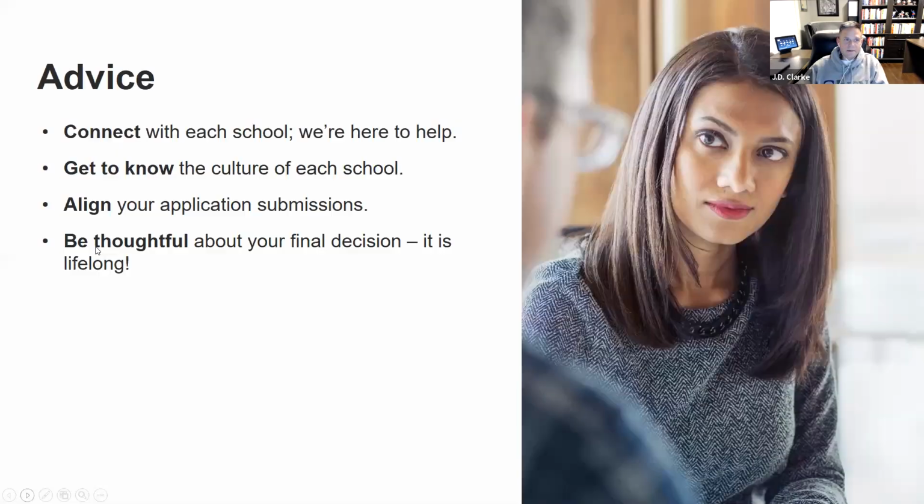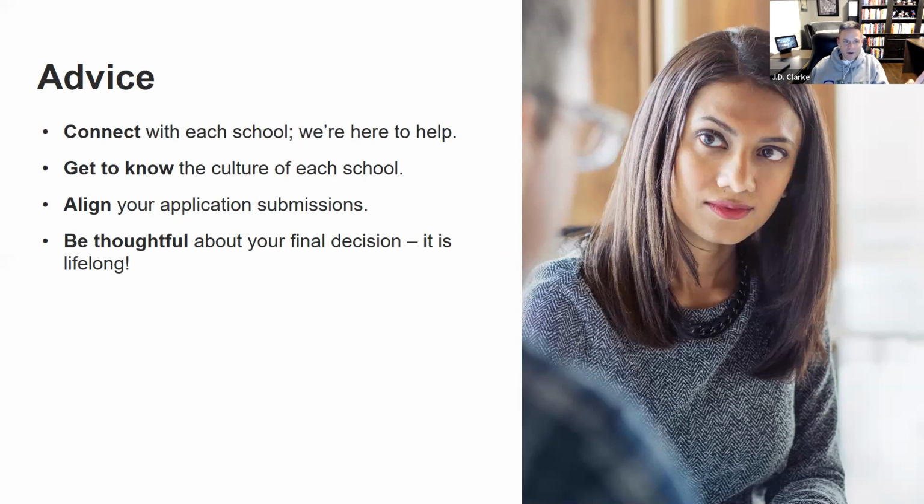Some final thoughts. It is really, really important that you connect with each school before you apply. We're here to help you, and our goal is to help you put your best foot forward on your application. It's really important that you get to know the culture of each school. I really encourage you, as you think about those aspects that matter most to you, just like a job. You could really, really love the work you do, but if you don't like the culture, my experience is you're not going to enjoy it.